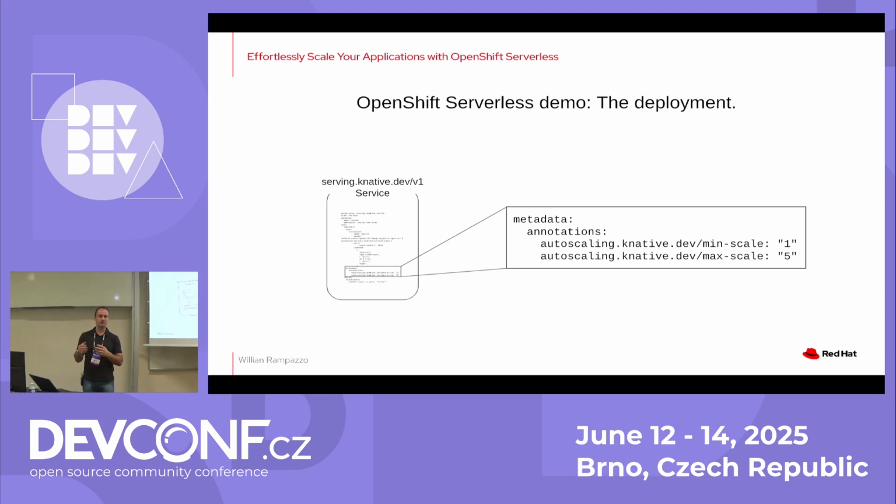But you can modify that. And then the max scale is 5. So if we have, for example, too many requests, serverless will handle that automatically and spawn new servers, and it will be handled by the application.